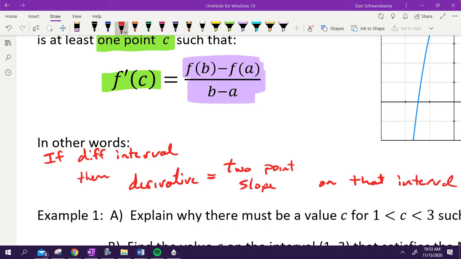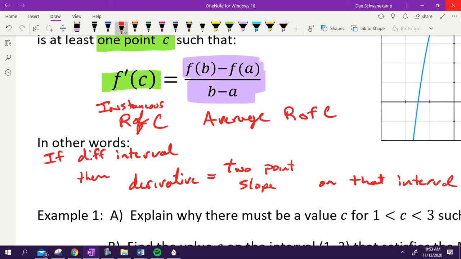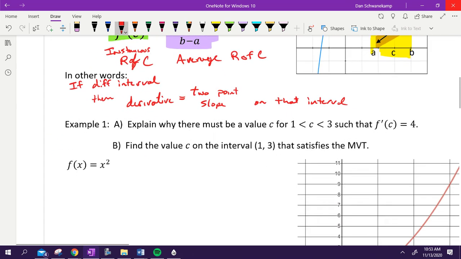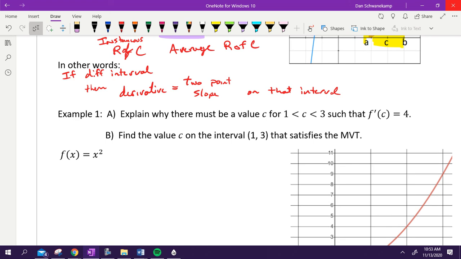The instantaneous rate of change has to be equal to the average rate of change. That's the idea. All right. All we're going to do today is explain that in more detail and get you better at that. Average rate of change is going to be equal to the instantaneous rate of change. Question so far?